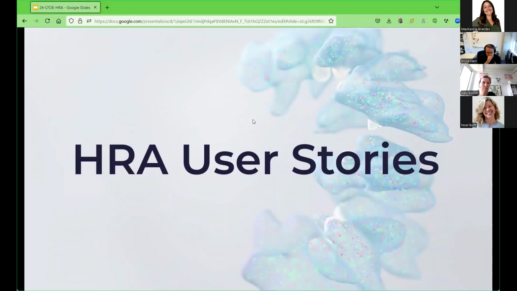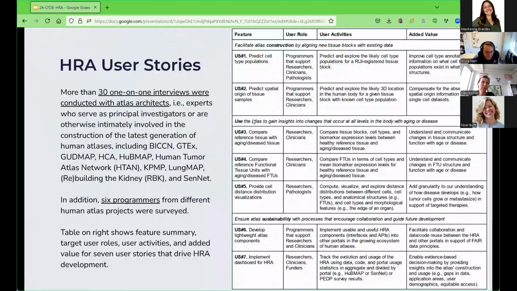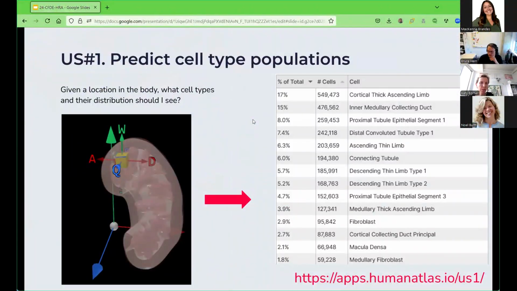And yeah, so we'll go back to user stories because a lot of what we do is driven by the user stories, the use cases, what people actually need. And so that's why we have such emphasis on these user stories. So if you go to the next slide, you see the table again. And then you have US1, which is to predict cell type populations, which you see here.